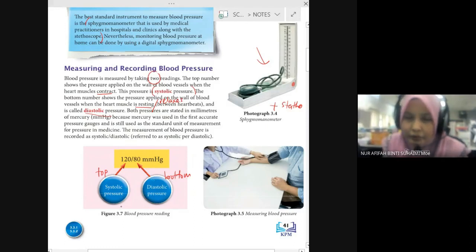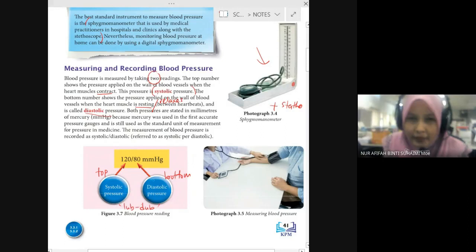Now, when you learned in Form 3, there's a lup, dup sound, right? There's lup for systolic pressure when your heart contracts, and dup sound means when your heart relaxes. When your heart relaxes, it pumps the blood out to the whole body. Diastolic, dup sound. Lup sound for systolic pressure.